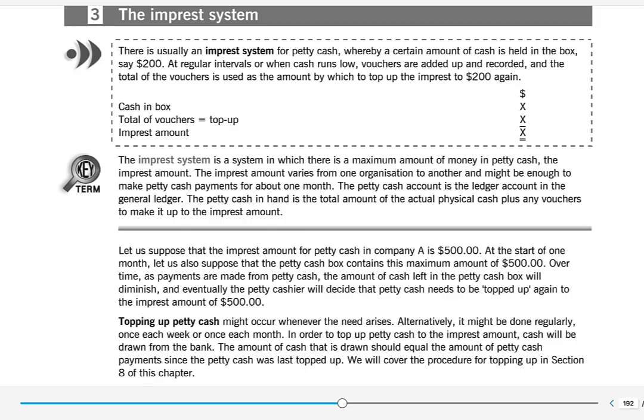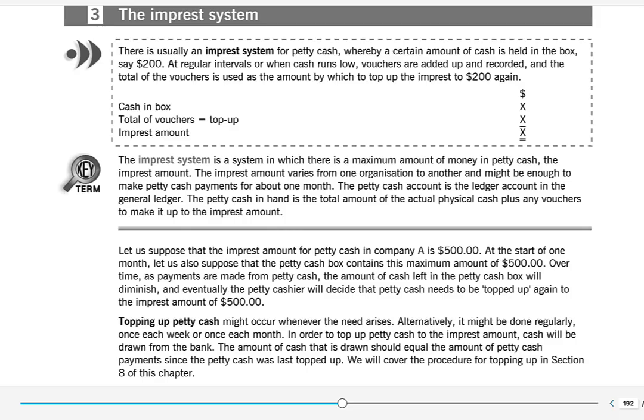3. The golden rule of the imprest system. This is the most important rule of the imprest system. At any time, cash left in the petty cash box, plus vouchers and receipts for payments made, equals the imprest amount. Let me say it again slowly, because this line is the key. Cash left plus vouchers equals imprest amount. So if the imprest amount is always fixed, then we can easily check if something is wrong.